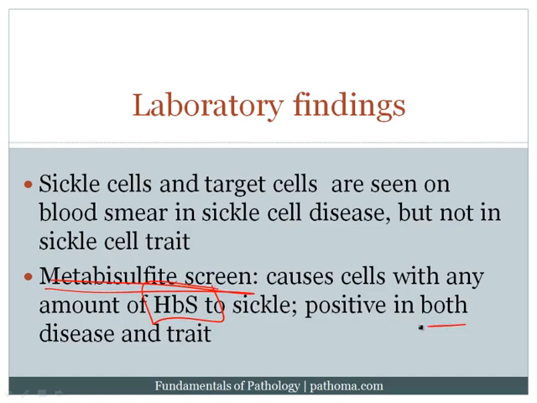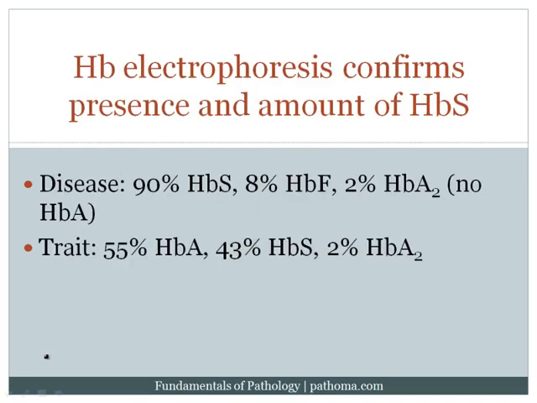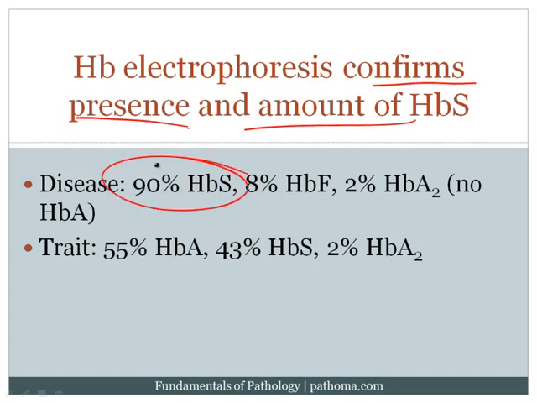Therefore, it's positive in both disease and trait. So it's a nice screening test if you're worried about sickle cell trait, for example. Hemoglobin electrophoresis can also be useful to confirm the presence of hemoglobin S and exactly how much there is. So, for example, in disease, we know that the vast majority of hemoglobin will be hemoglobin S, and then there'll be some F and some A2. But there will be no A because there is no normal beta chain.